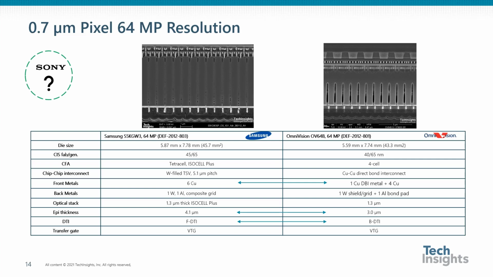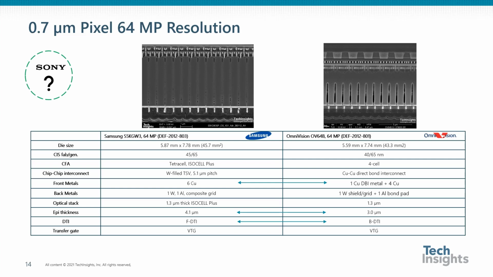Samsung utilizes 6 copper front metals, whereas OmniVision has 4 copper interconnect layers plus 1 copper DBI. The back metals and the backside optical stack heights are similar for both. However, in terms of active silicon thickness, it is interesting to see Samsung has a slightly thicker epi of 4.1 microns, whereas OmniVision's at 3 microns. The slightly thicker epi, in the case of the GW3, could be a measure by Samsung to increase full well capacity at this smaller pixel pitch.